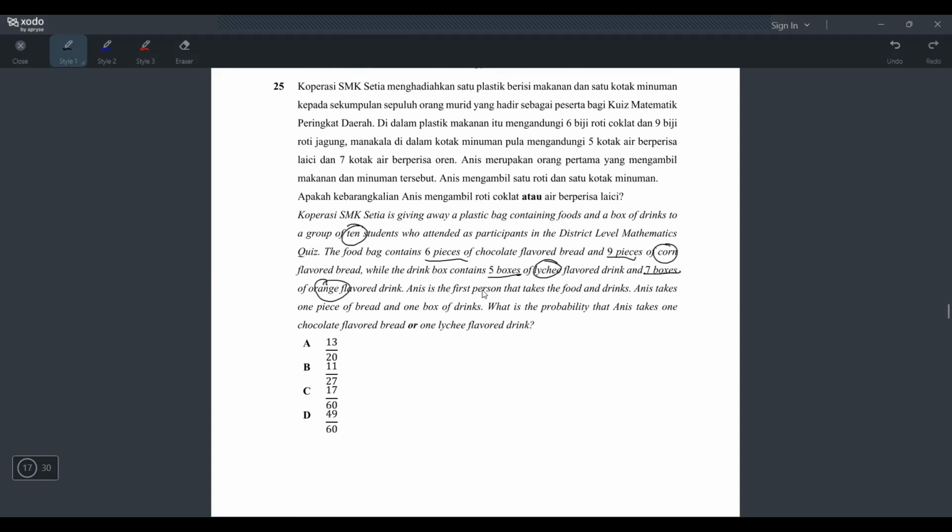Okay. Anis is the first person that takes the food and drink. Anis takes 1 piece of bread and 1 box of drink. What is the probability that Anis takes 1 chocolate flavored bread or 1 lychee flavored drink? This one is paper 1.